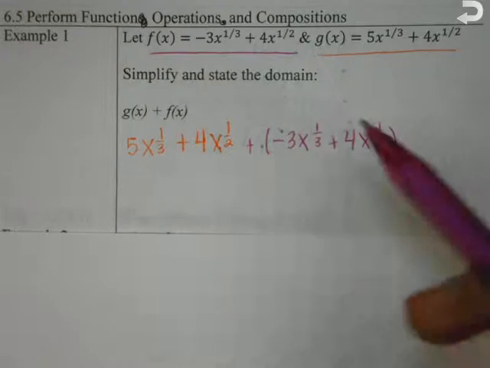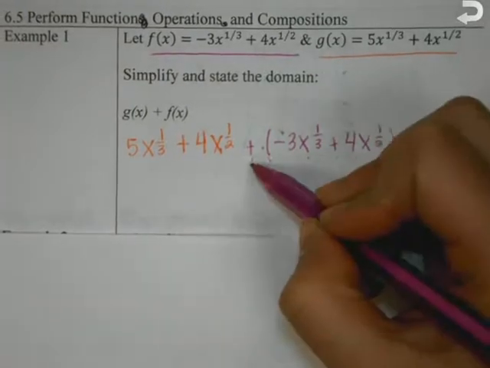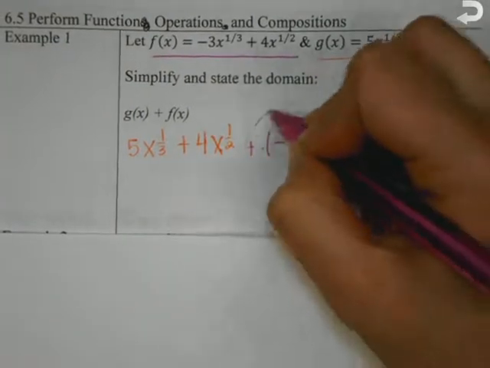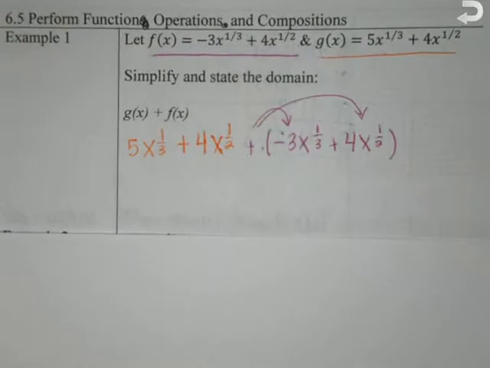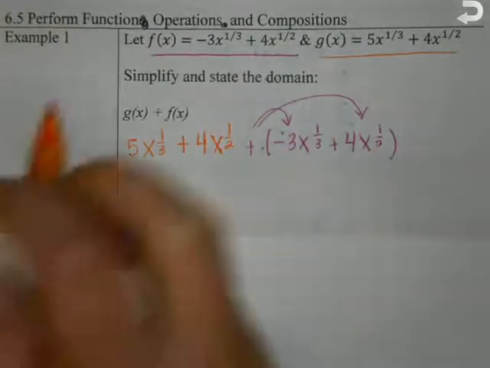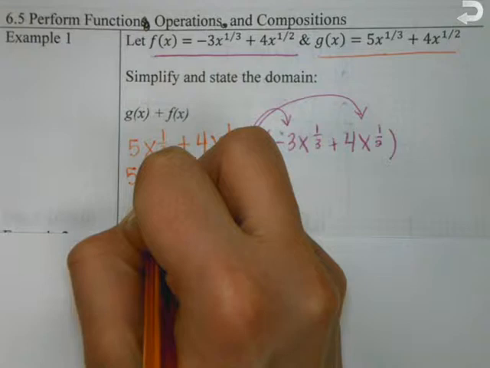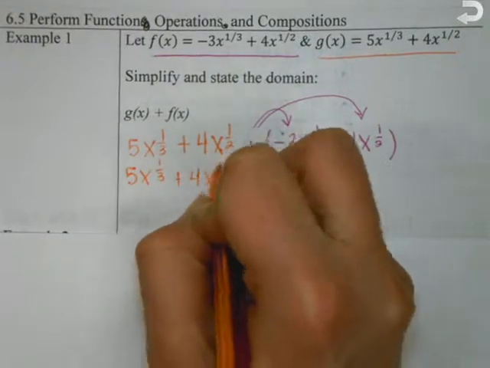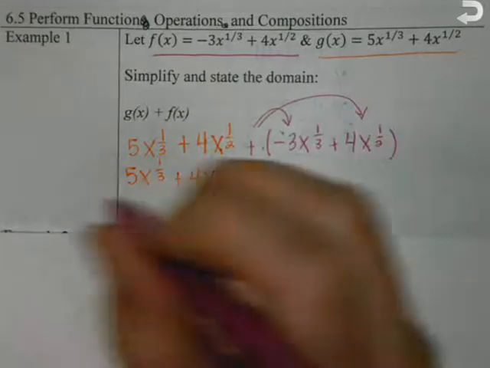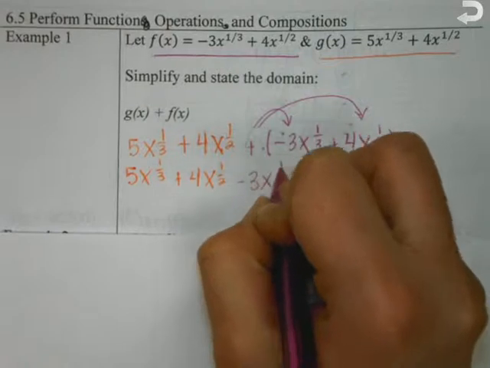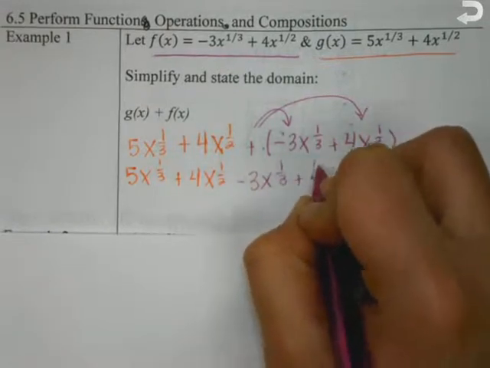So the very first thing we can do here is we have that addition symbol. I can distribute it, but does addition change anything? No. So we're going to have 5x to the 1/3 plus 4x to the 1/2 minus 3x to the 1/3 plus 4x to the 1/2.